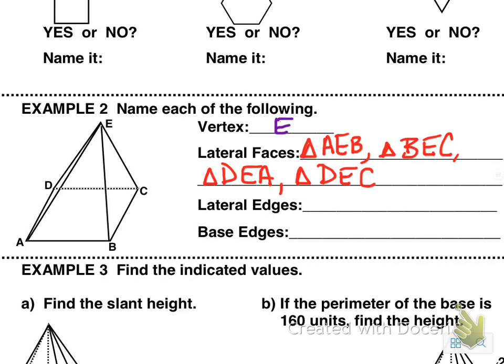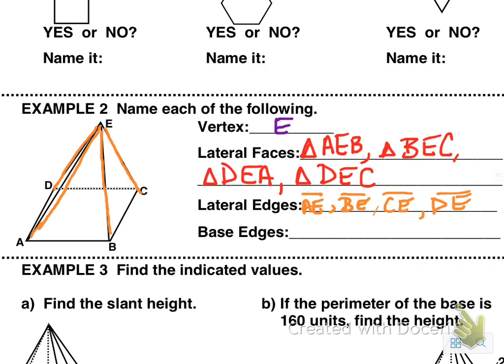For our lateral edges, there's going to be 4 since there were 4 faces. And those are line segments, so we have line segment AE, we have BE, we have CE, and again you can put EC if you want, or EB, and then we have DE.